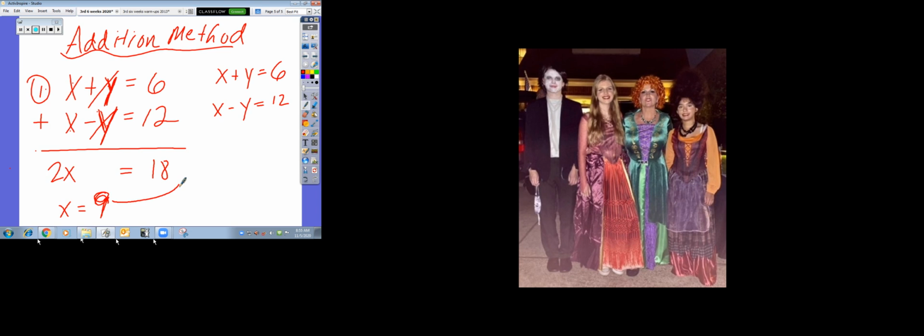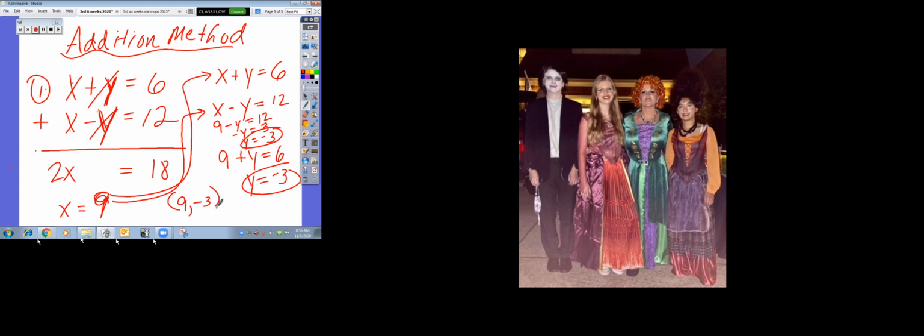You've got to take that 9 and either put it into that equation or that equation. It doesn't matter. Wherever you see an x, you're going to put a 9. 9 plus y equals 6. What would y equal? -3. I also could have done it right here. 9 minus y equals 12. Subtract 9, you get -y equals 3. Divide by -1, you still get the same y answer no matter which equation you use. So what's my point then? 9 comma -3.